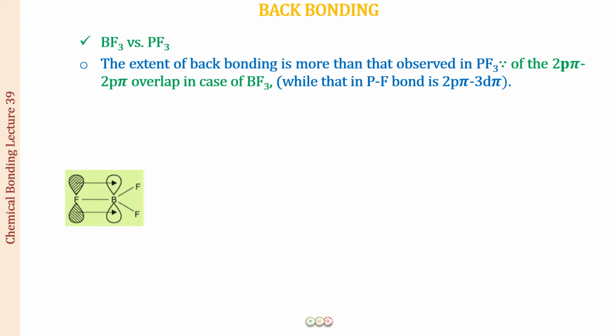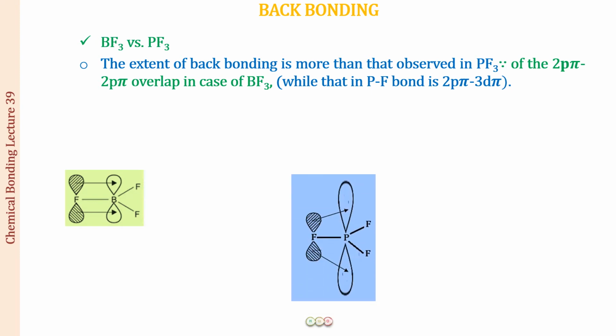So what are we going to have? The orbitals that are overlapping are going to be of similar size, whereas in case of PF3 there is going to be a difference in size, as the effective overlap is not going to take place as we have in case of BF3, right? So we will be having back bonding to be better in BF3 than we have in PF3.